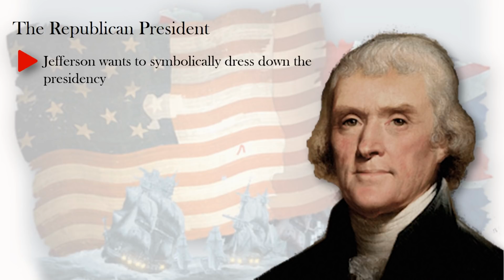Well, Jefferson, at the same time he says he's not going to lock up those Federalists, he really didn't care for a lot of the things they did while in office. So he wants to symbolically dress down the presidency. And in doing that, he walked to his inauguration. George Washington rode a white horse and had rose petals thrown at his feet. Jefferson's going to walk on a dirt path.